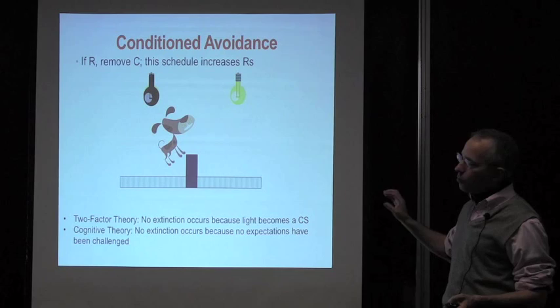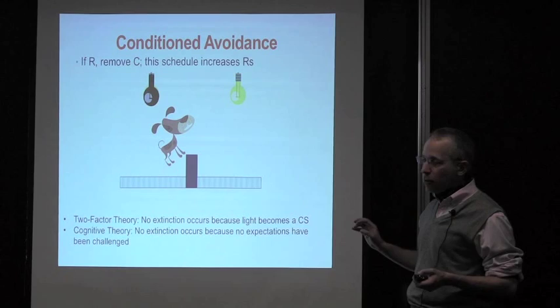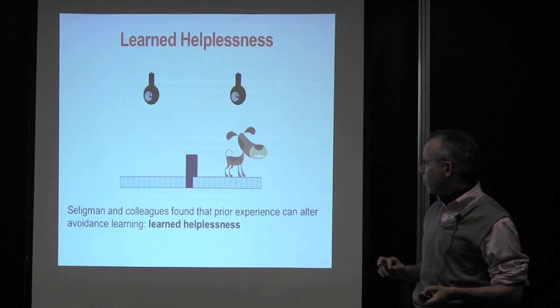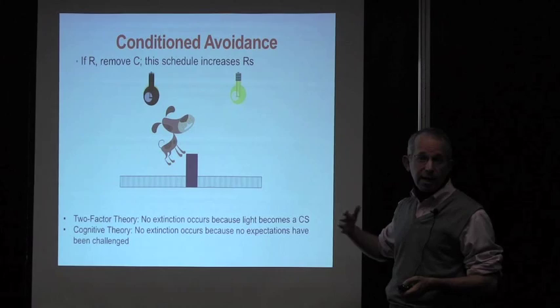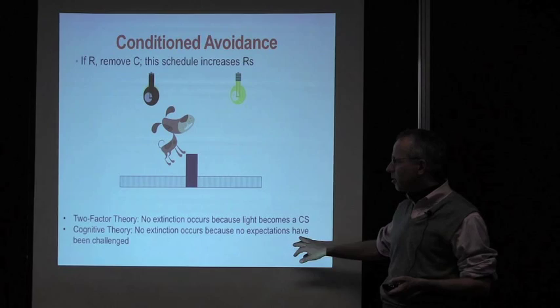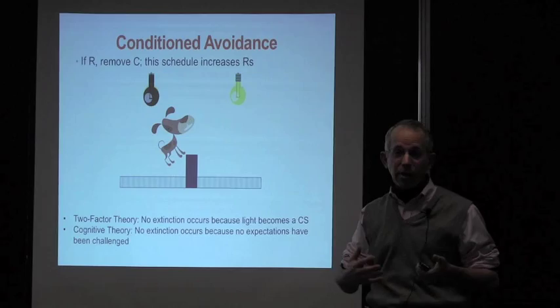One view is that no extinction occurs because the light becomes a CS. So the idea is that although this is an instrumental paradigm, eventually the light becomes a CS, a cue that predicts the outcome, and you're sort of going outside the instrumental loop. The other view is that no expectations have been challenged. I'm not going to go into these in any detail because I want to jump to the brain circuits, but you can read about these in the book. You can see there's a challenge in trying to understand why this is maintained.